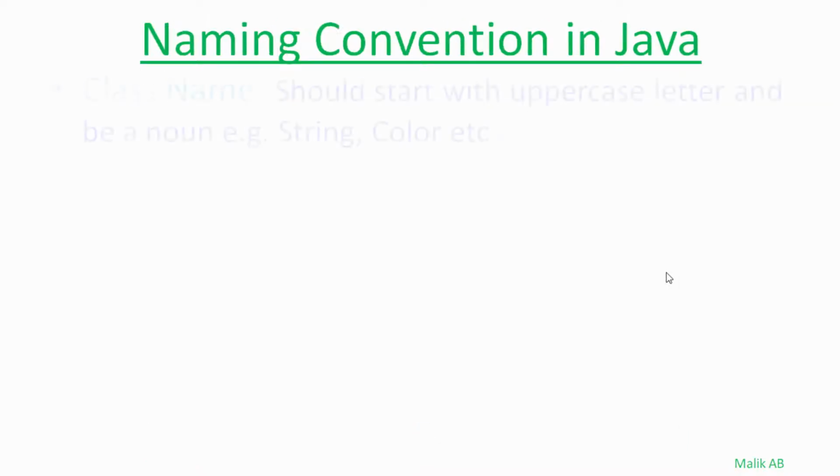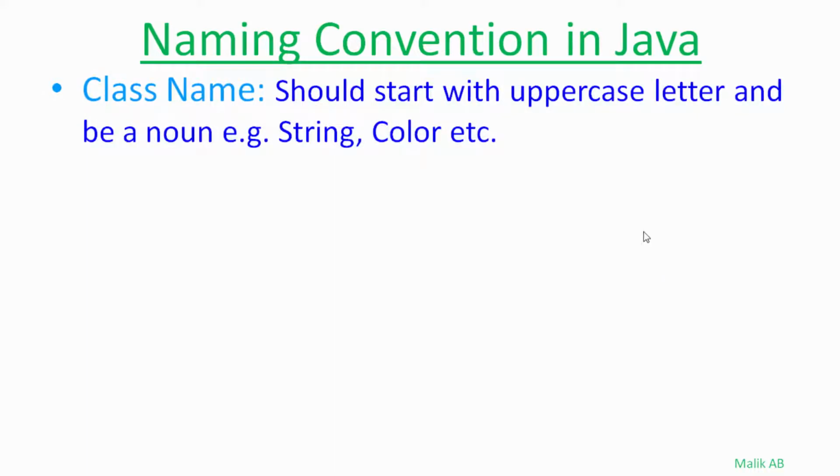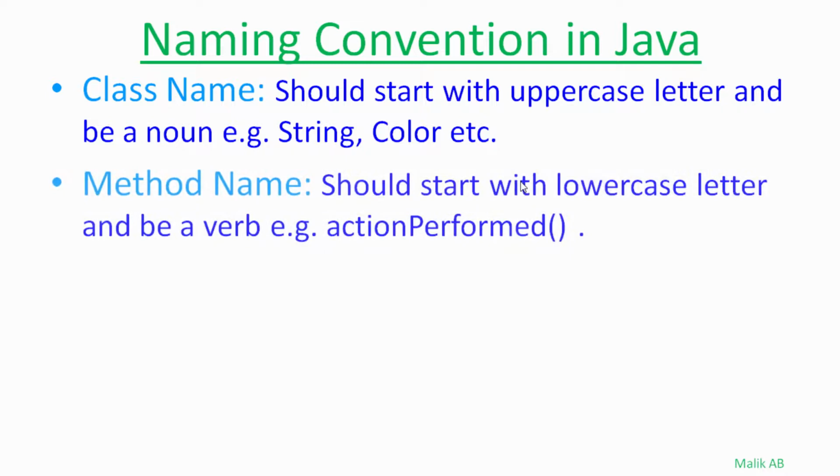There is a naming convention in the Java programming language. A class name should start with an uppercase letter and it should be a noun. As you can see, String is starting with a capital letter, Color starting with a capital letter. So by this convention we can easily understand that if the code we are reading is a noun and it is starting with a capital letter, it is a class.